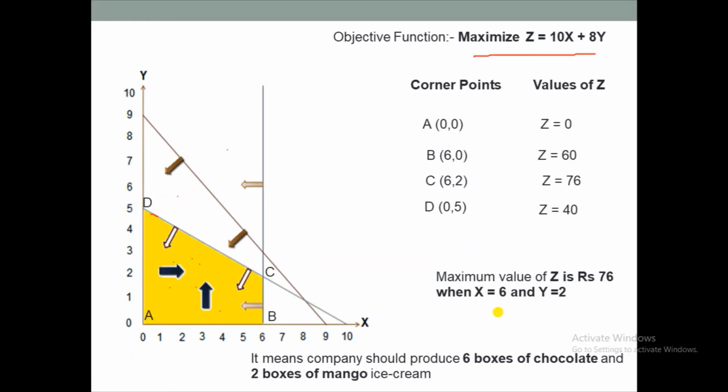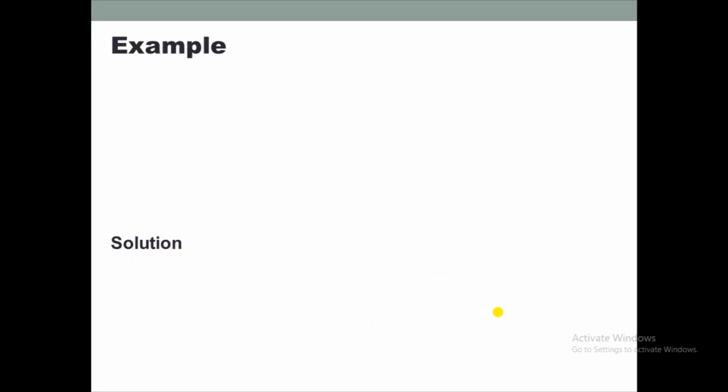Now let's see some more examples so we will get exact clarity. Okay, now one more example is there.